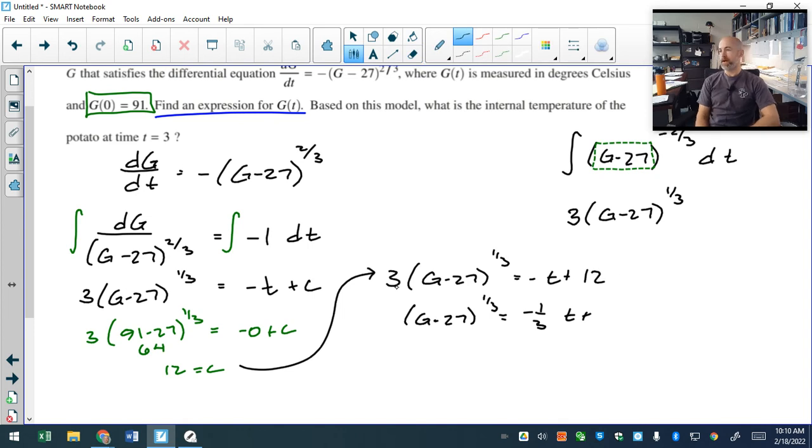I had already divided by 3 in my head when I wrote the plus 12. So now it's a 4. Now it's 4. How do we undo the 1/3 power?